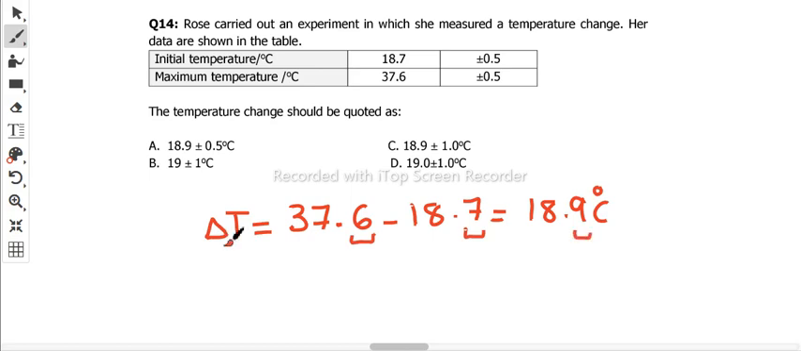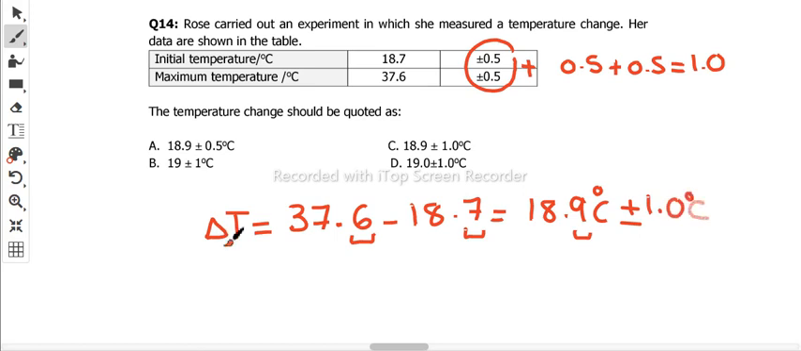Now another time, for the absolute uncertainty, if I am dealing with addition or subtract, I need to add them together. So 0.5 plus 0.5, and your final answer is 1.0. So this will be 1.0 degree. Based on the options given, your final answer is the C answer.